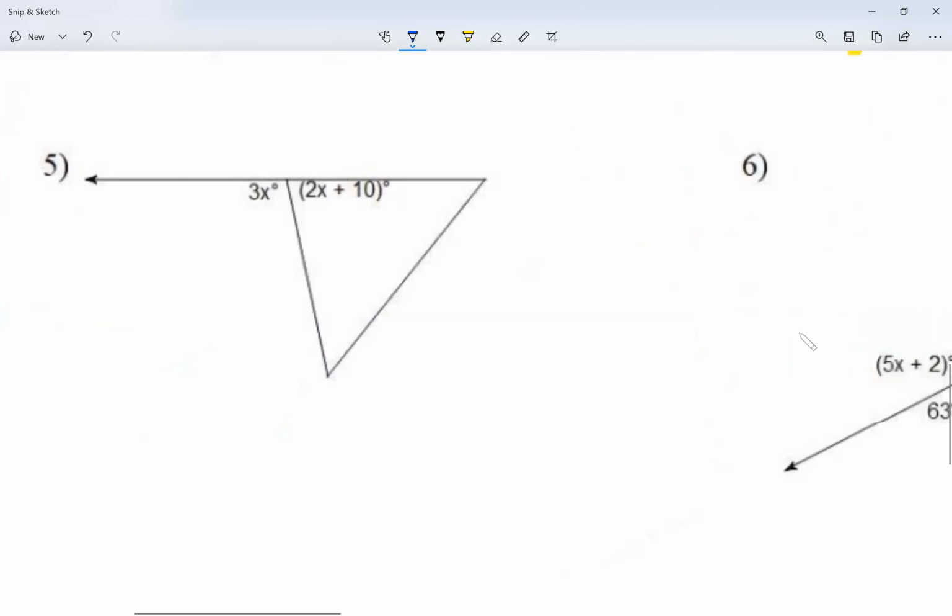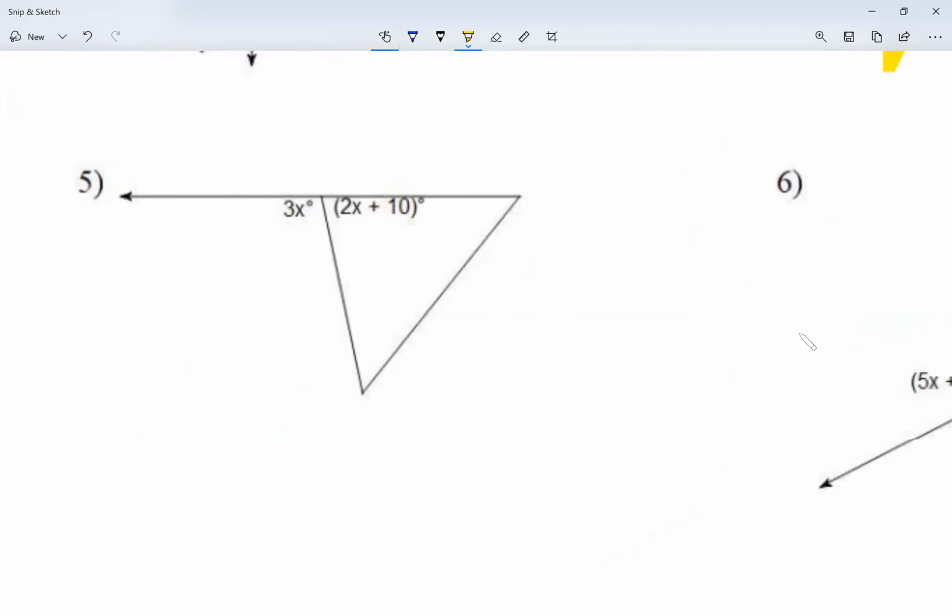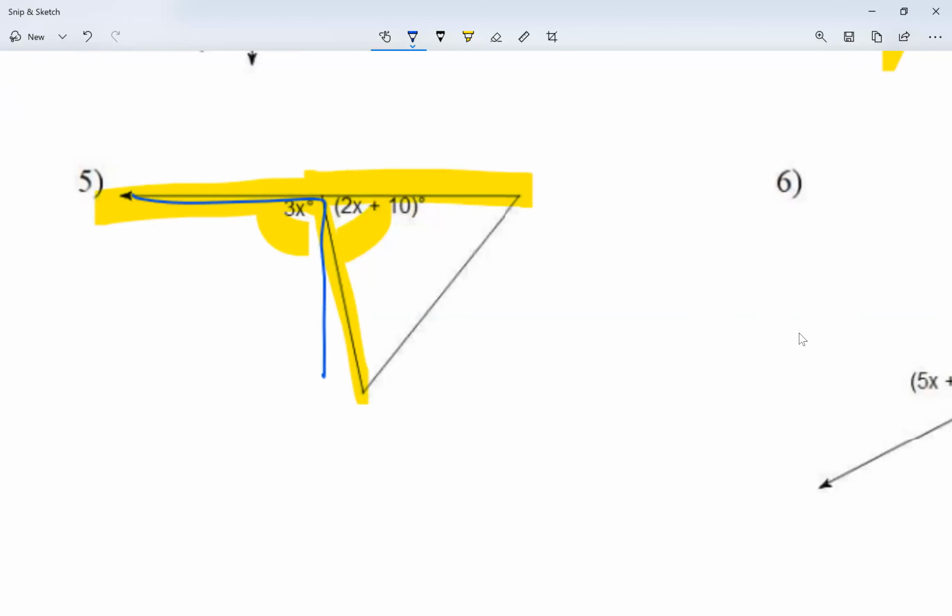Let's take a look at question number 5. I see my 3x is made here. I see my angle 3x. 2x plus 10, I see it here, right? These two angles. Interesting. Now, those two angles do not add up to 90. I can tell 3x. I don't know exactly how big is 3x, but I can tell 3x is more than 90, right? Because 90 was an L shape. Will be somewhere about here. So I can tell that 3x is more than 90. So I'm not going to say those two added up equals to 90. I'm not going to say that.